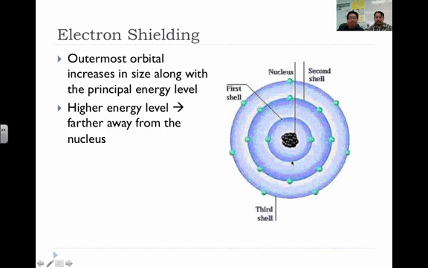A way to look at it is like wearing more layers of clothes in cold weather. As you wear more layers of clothes, the radius of your person gets bigger and bigger. Same idea.